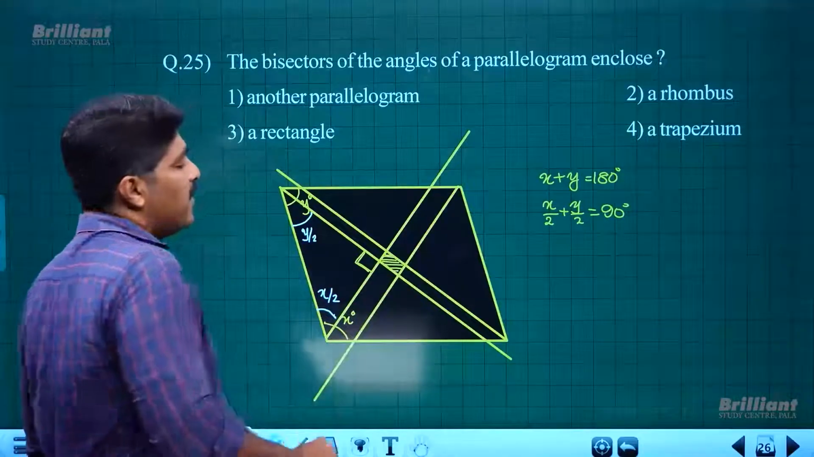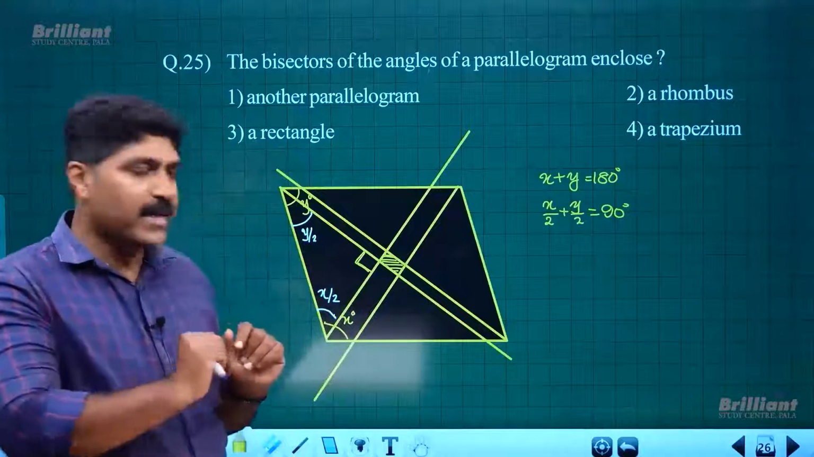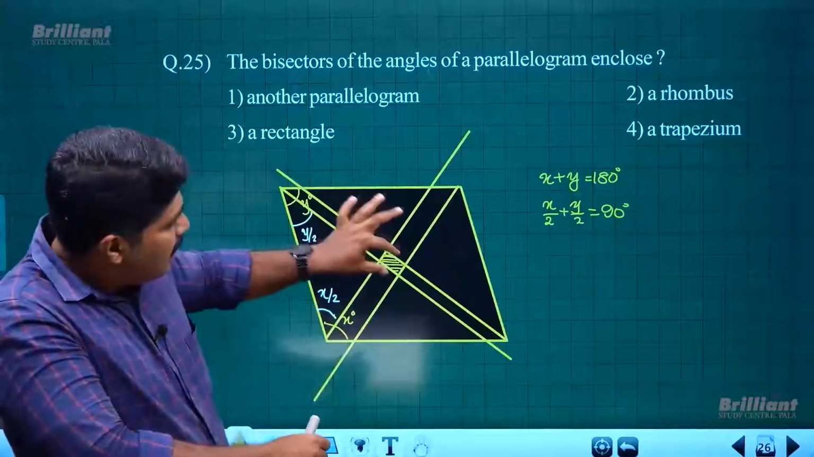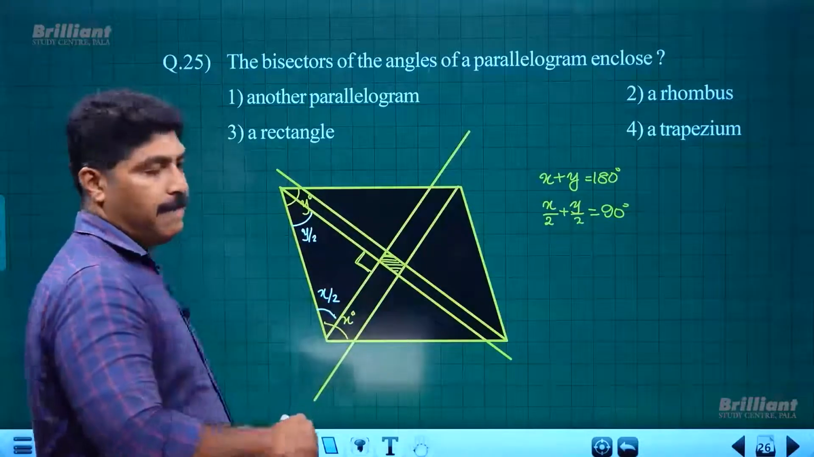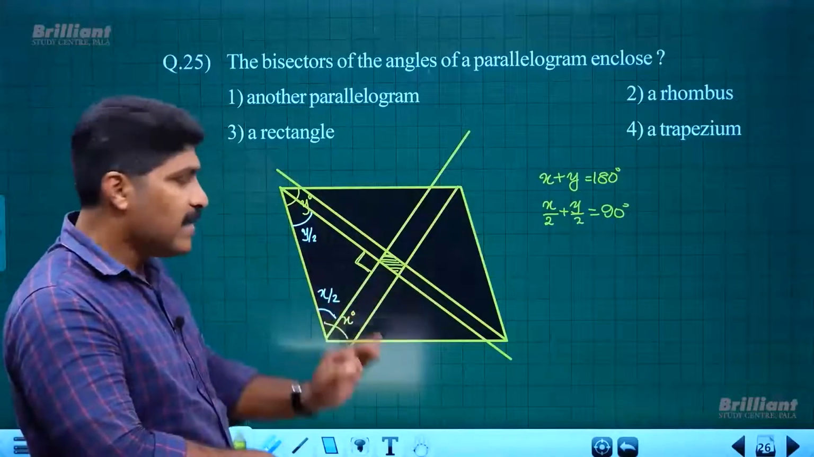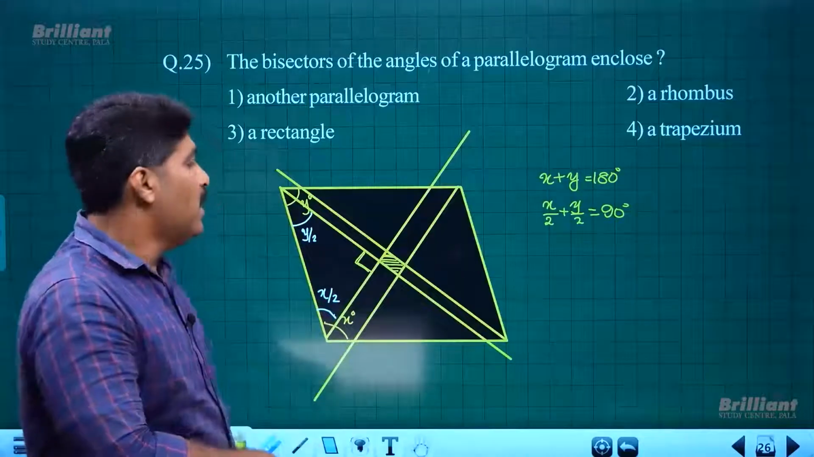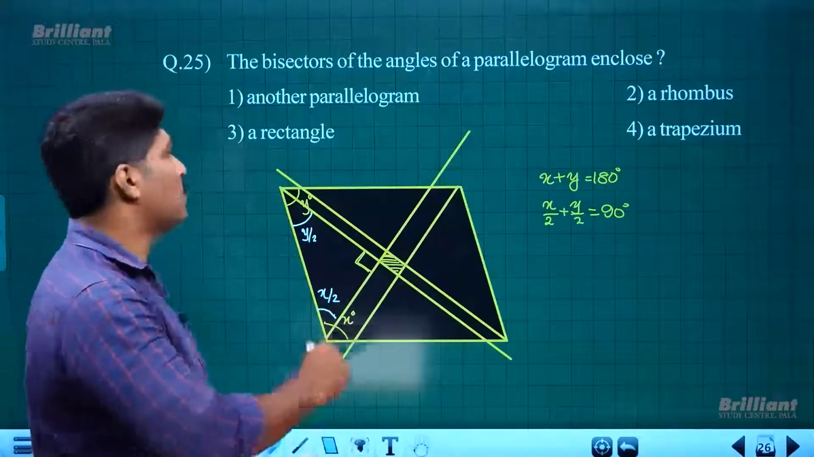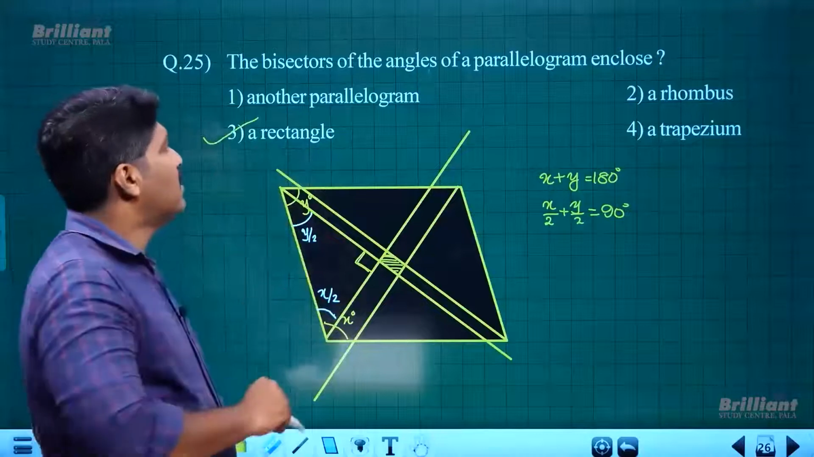So we already found that each of that angle equal to 90 degree. Therefore this portion formed a rectangle. We are not sure that's a square. It's a rectangle, it can be a square. So therefore we are sure this is a rectangle.